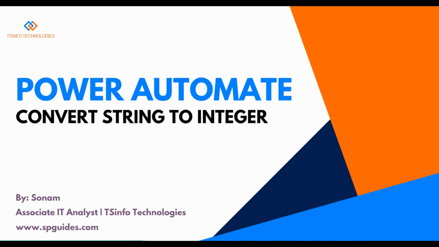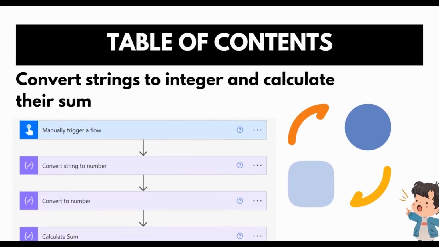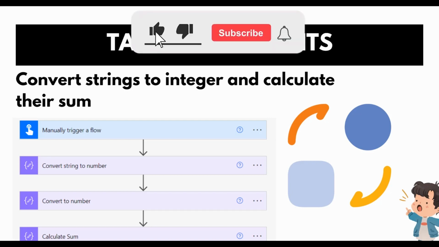Hello friends, today in this video we are going to discuss how to convert a string to integer within Power Automate. That means we are going to create an instant cloud flow that will convert the strings to integer from the user inputs and calculate their sum. So this is the preview of what the flow will look like.